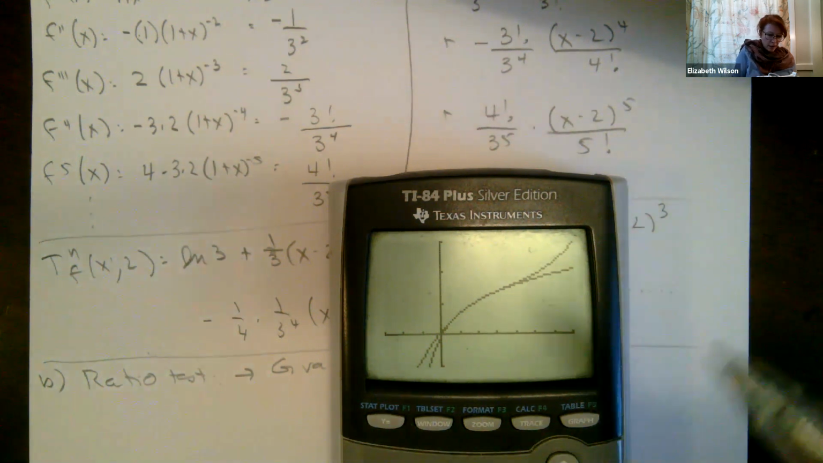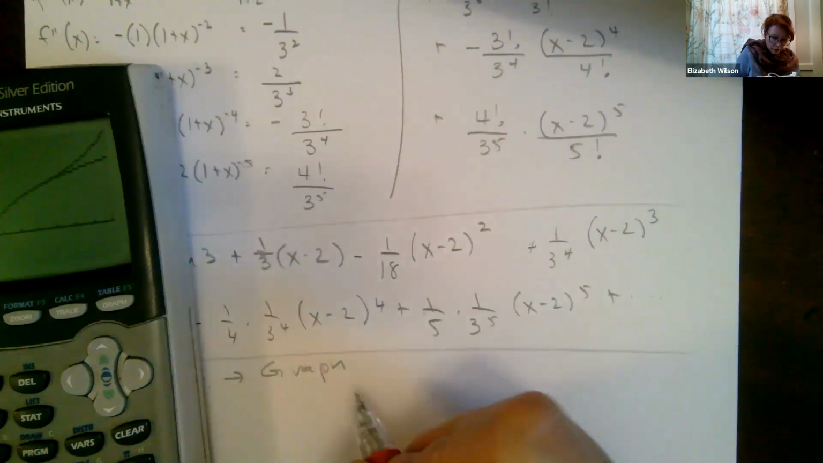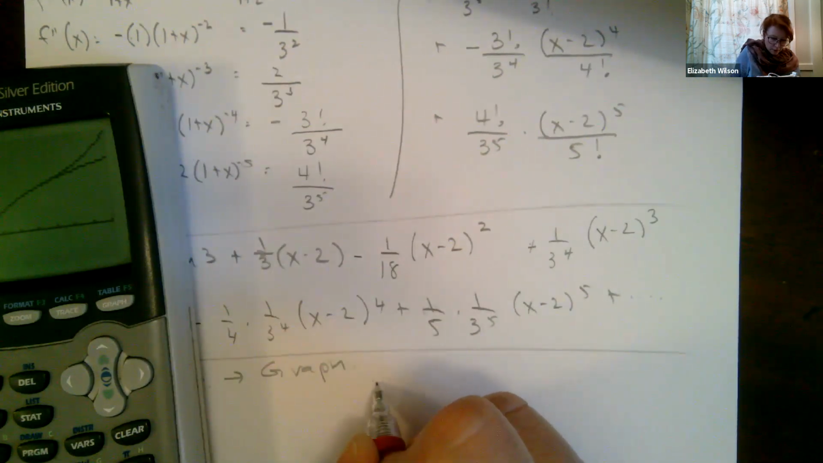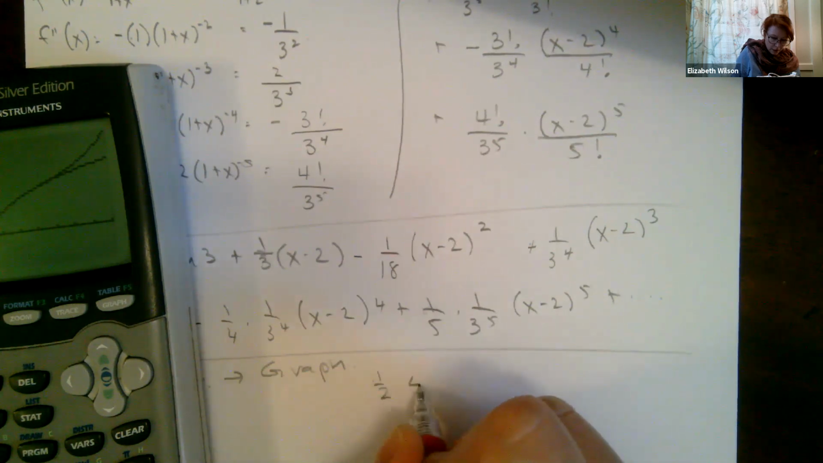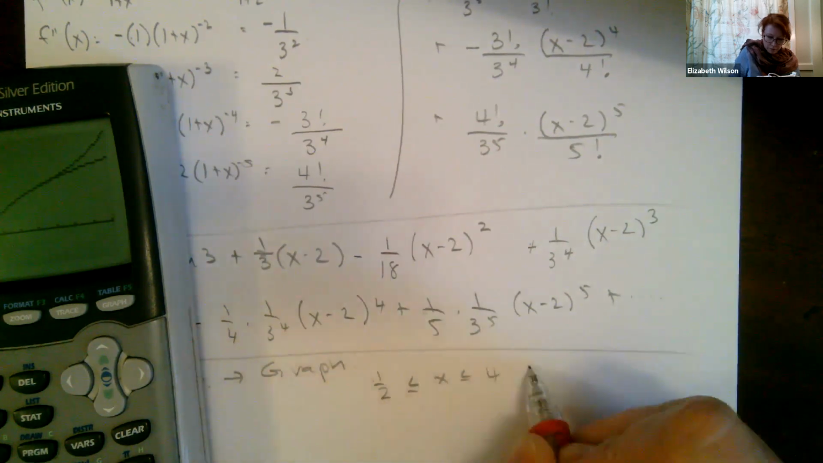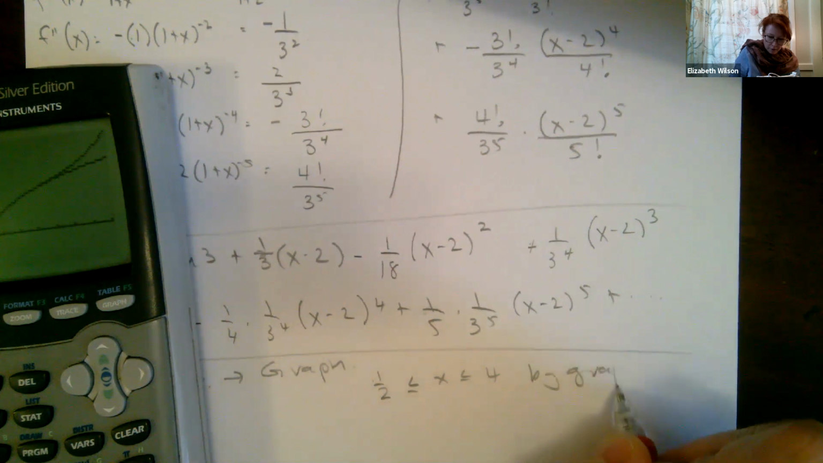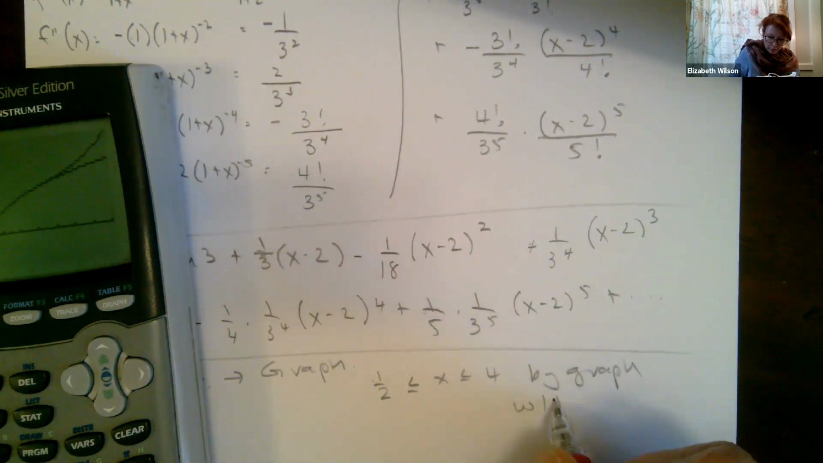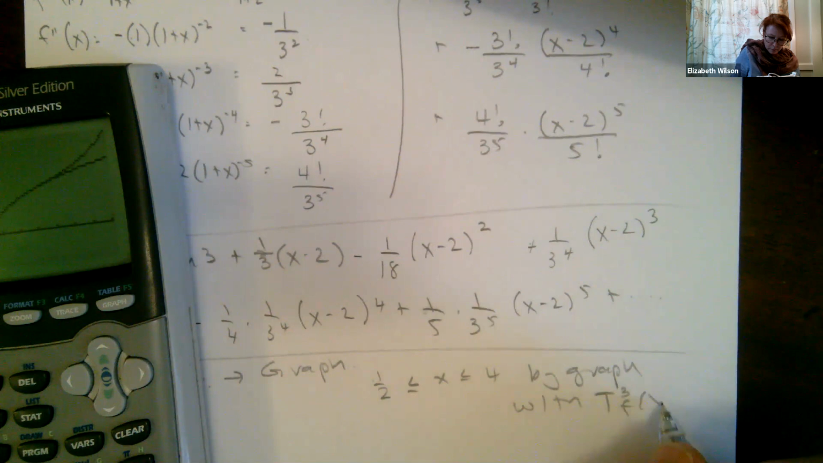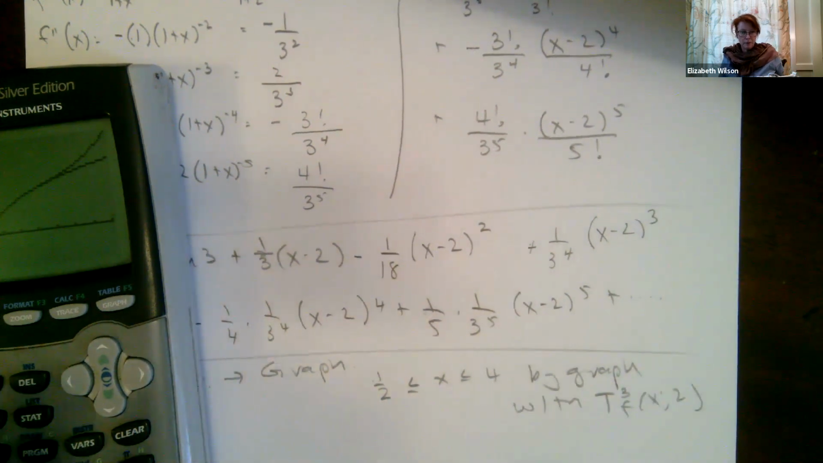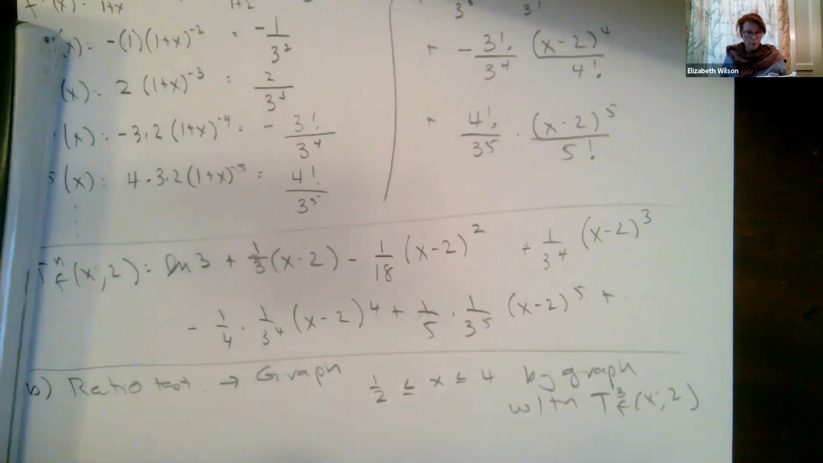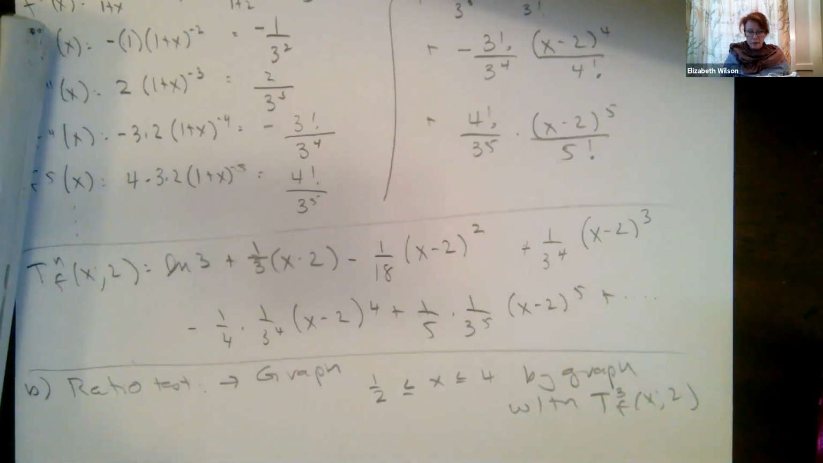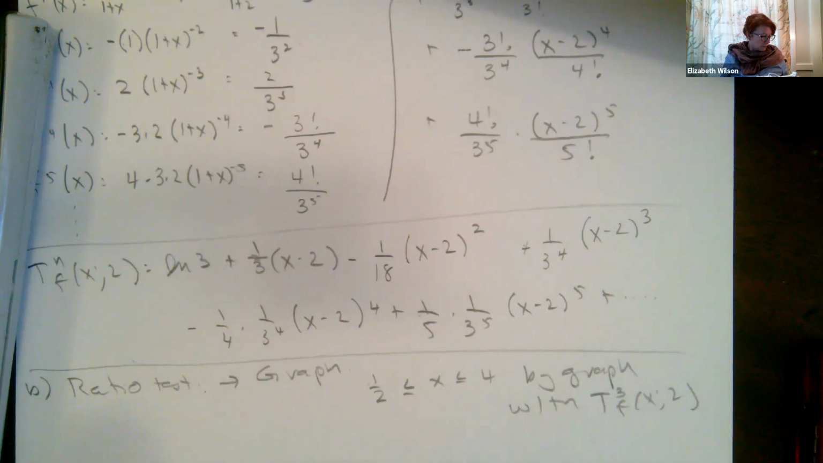So my range of values by the graph: 1/2 is less than or equal to x, which is less than or equal to 4, by graph with the third order. I'm sure if I did the 5th order, my range of values would expand. Phew. All right.